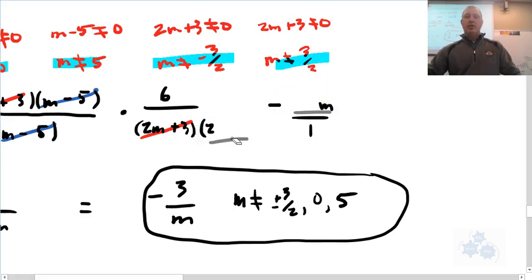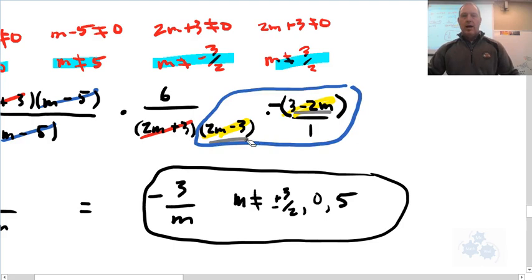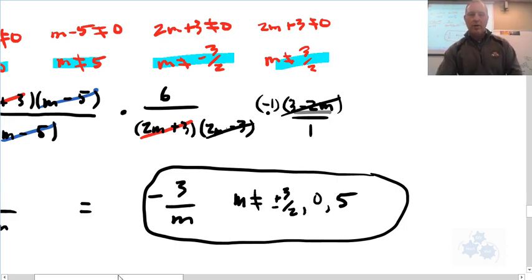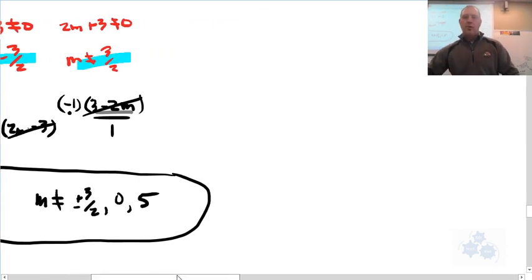So this is what I had here. I had 2m minus 3 down here, and I had 3 minus 2m. Almost the same. I can divide these out as long as I show that I have a -1 as a factor. Now, just explaining that even a little bit further, it would be this.